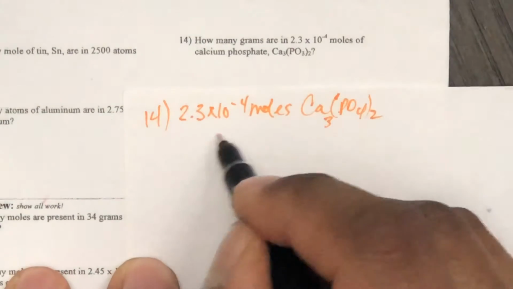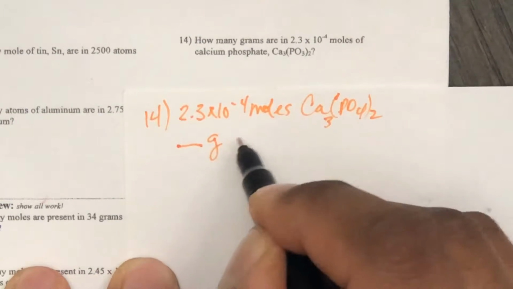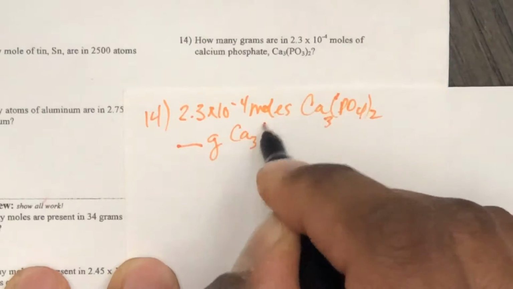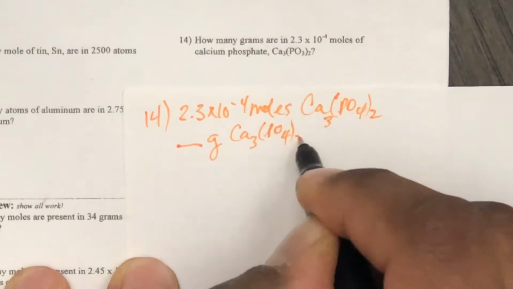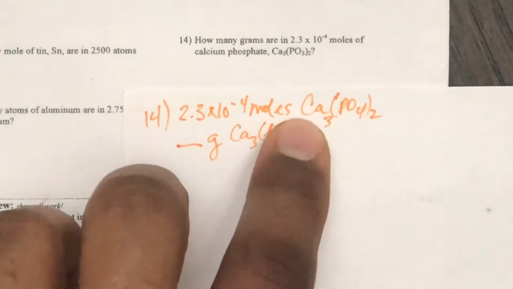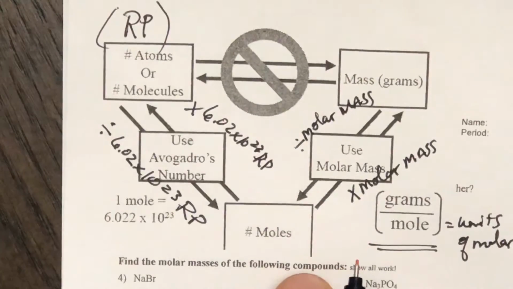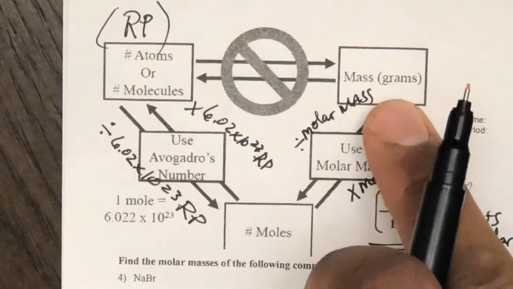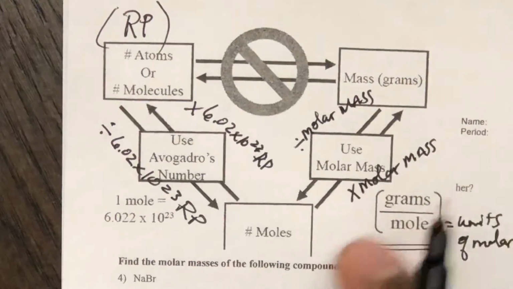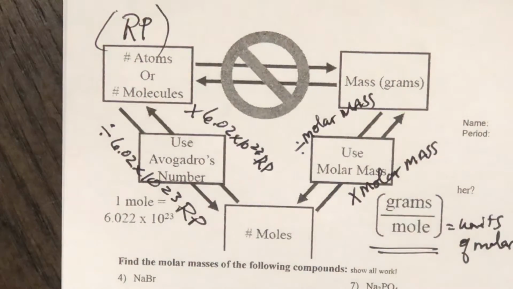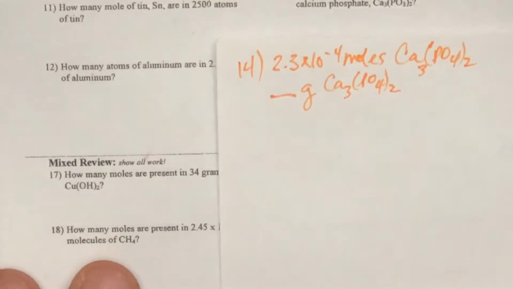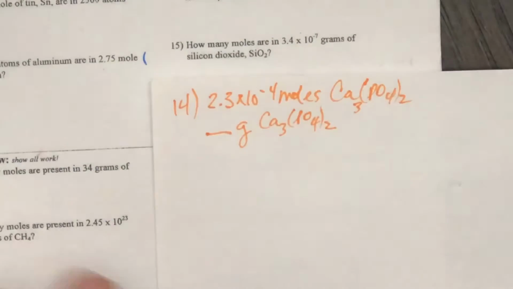So what you're trying to find out is grams of calcium phosphate. So that means we're gonna go this time from moles to grams. So that means we're gonna multiply this time by the molar mass. Our job now is to first determine the molar mass of calcium phosphate.